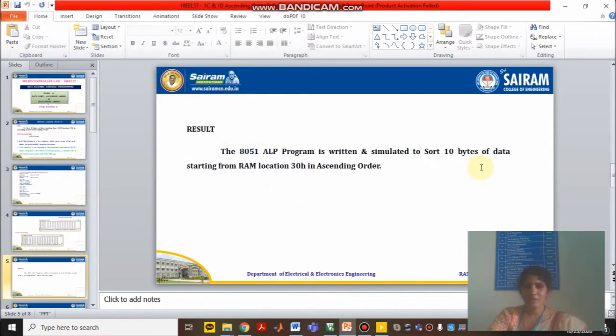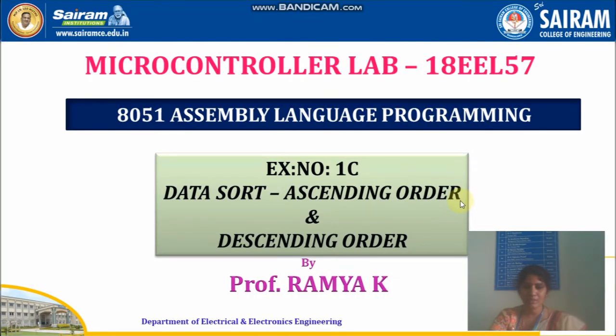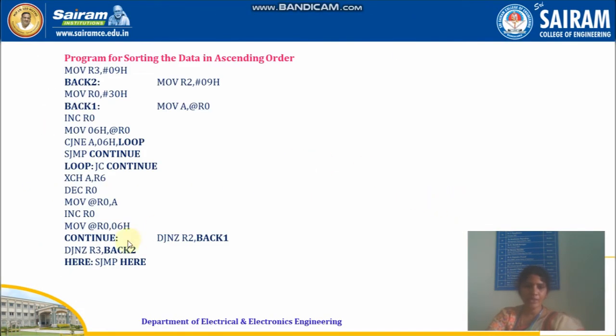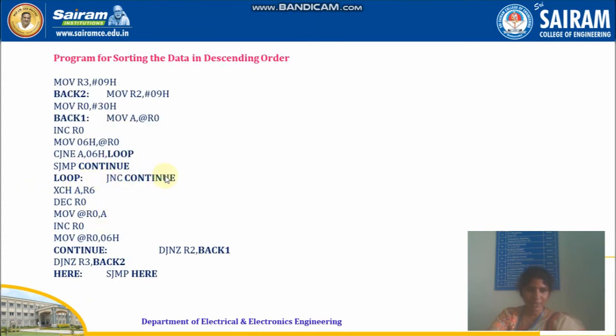So far we have discussed the logic behind your ascending order. Next one is your descending order. There will be only one difference between the ascending order program and descending order program. In ascending order, here you will be putting jump on carry. It means that your accumulator content is compared with your R6 content. If it is having carry, then it has to go over here. Descending order means the numbers should be arranged from largest number to smallest number. So at that time, here we will be giving jump on no carry in case of your descending order. Only this particular statement will get changed.